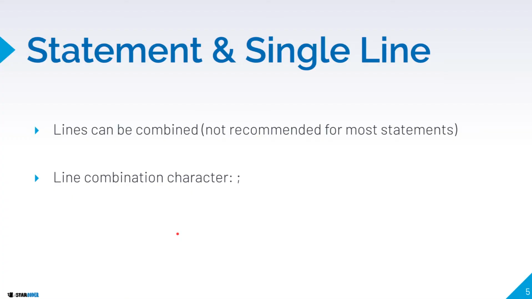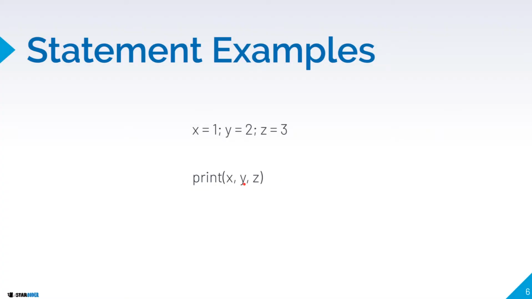But what if we have a bunch of quickly written code that we want to combine into one line? This isn't typically recommended for more than just assigning variables, but for this we can use the line combination character, aka the semicolon. So let's say we want to assign 3 variables, x, y, and z. We can use the semicolon to differentiate between the statements of x equals 1, y equals 2, and z equals 3. At the end, our second statement, or actually technically, our fourth statement can print x, y, and z.